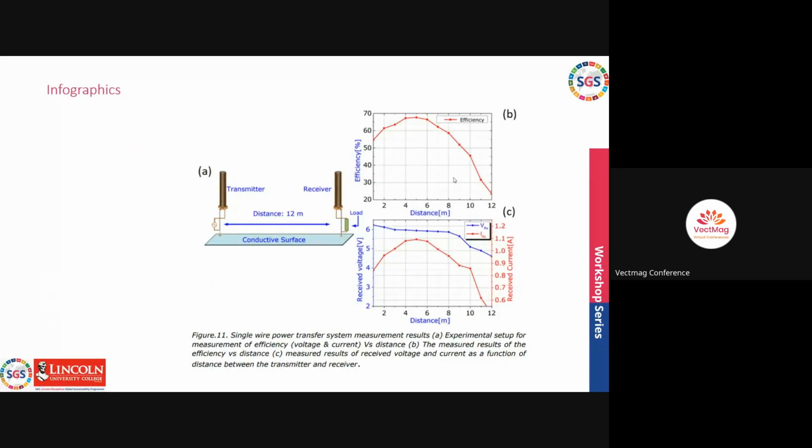Now, some more infographics in the science and engineering style. You show your experimental setup, and you show what you have measured. Using the same experimental setup, you have measured two different things. One is efficiency versus distance. Another is the received voltage in the receiver based on the distance. On the other side, there is current. This red plot is current and the blue plot is voltage. That's what we're showing. This is called IV characteristics.